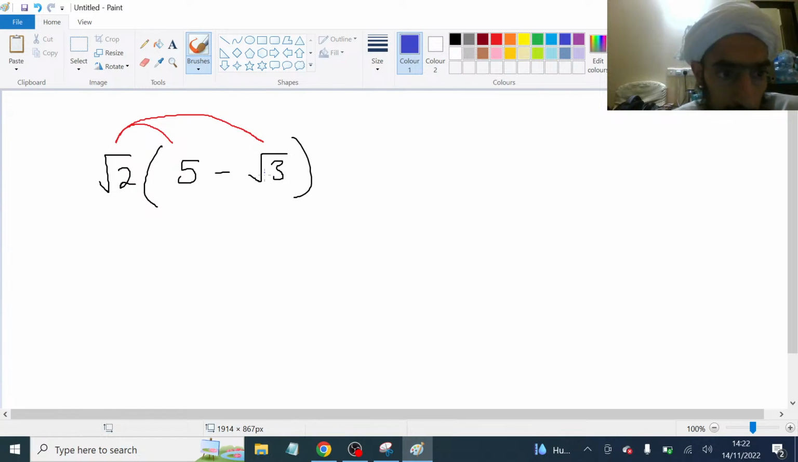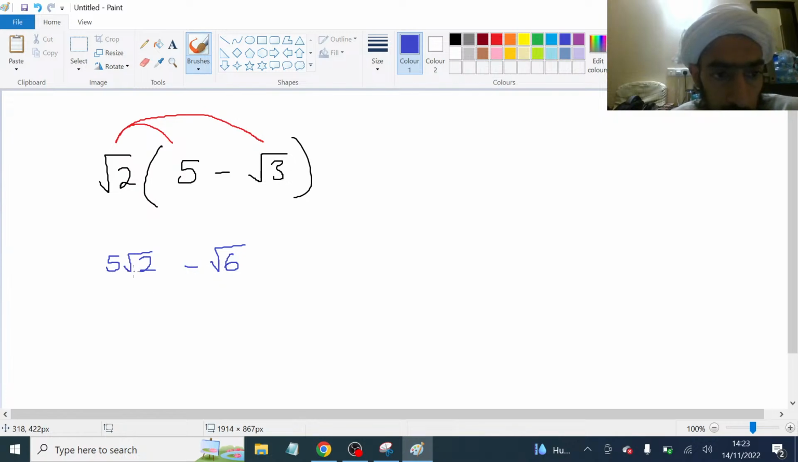So let's do the first one. We've got root 2 times 5. Only one of them's got a square root, so we can't combine them. The best we can do is write 5 root 2. And then going on, there's a minus, so I might as well put the minus in now. I've got root 2 times root 3. They both have a square root. They're both surds, so I can combine them into one. That would be root 6. So final answer is 5 root 2 minus root 6.